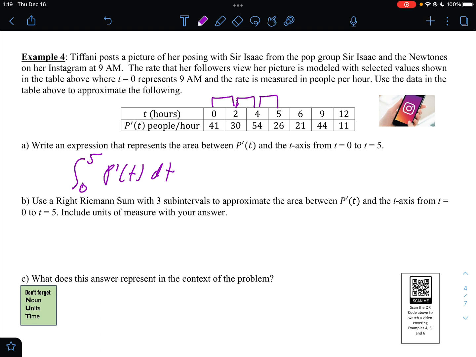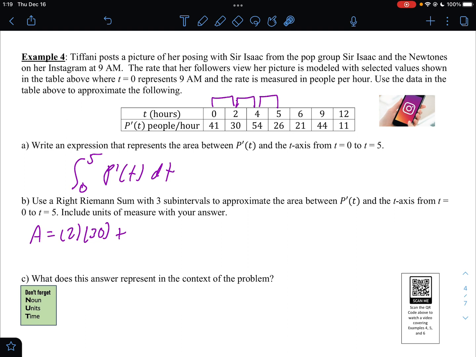So the first rectangle, the base is 2 units long, from 0 to 2. The height: how do we know which height to use? Is it 41 or 30? And that's where this word comes into play. Since it says right, we're going to use the right height, which is 30.